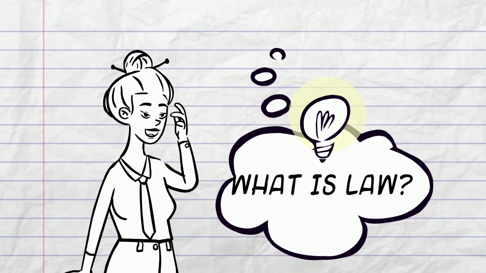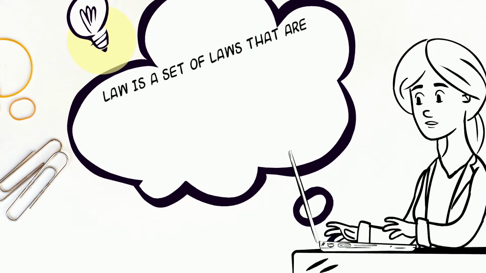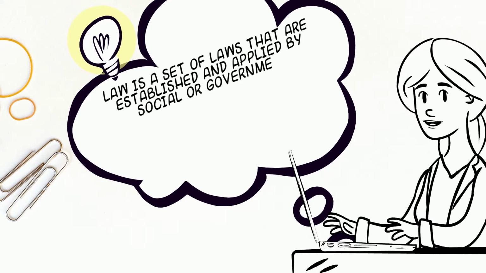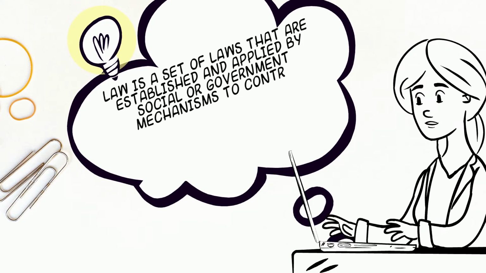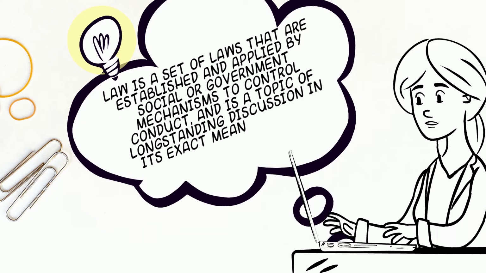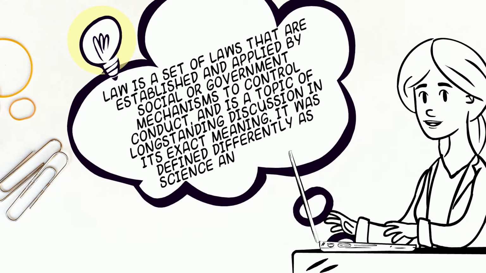What is law? Law is a set of rules that are established and applied by social or government mechanisms to control conduct, and it is a topic of long-standing discussion in its exact meaning. It was defined differently as the science and the art of justice.